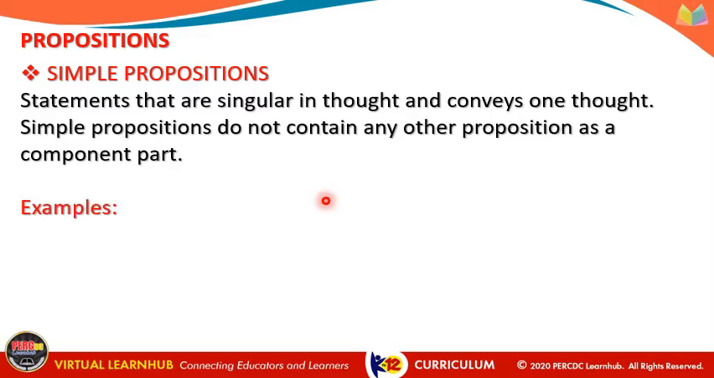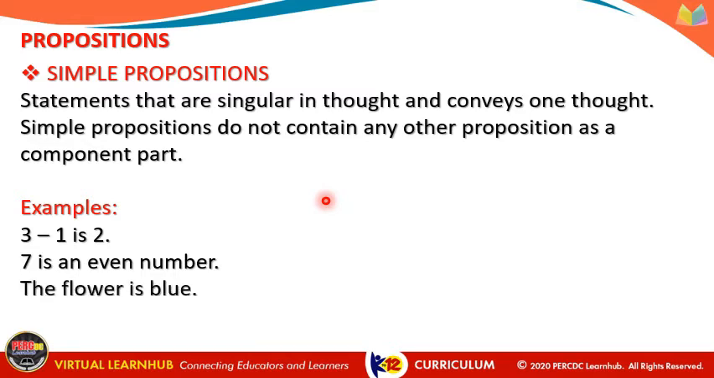Example, we have the following. 3 minus 1 is 2. 7 is an even number. The flower is blue. The square root of 4 is 2. As you can see, from these 4 statements, only one thought is being conveyed. So these are examples of simple propositions.